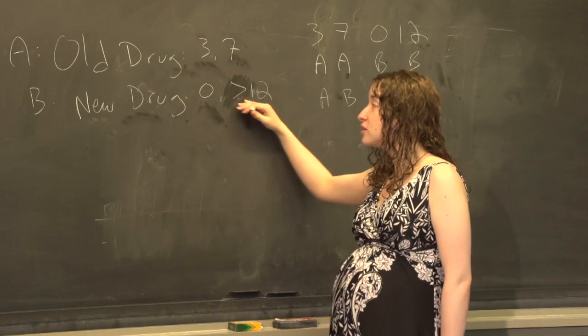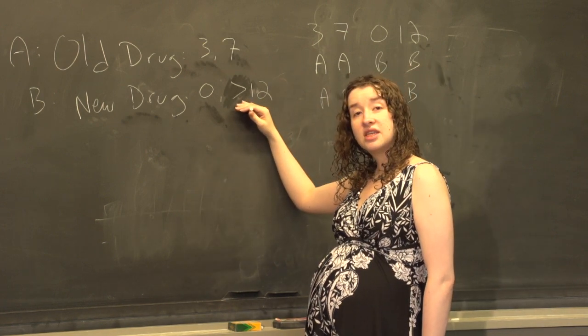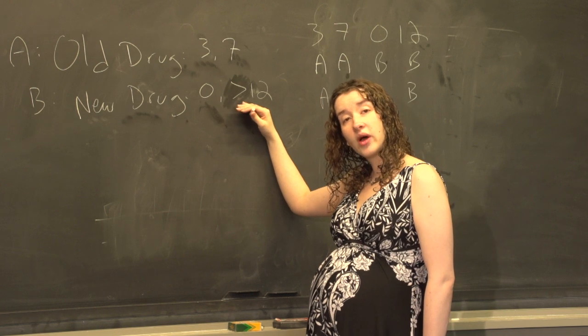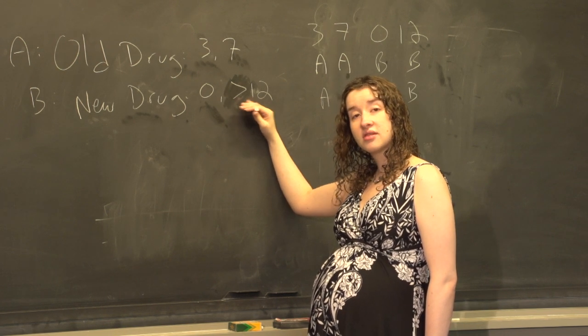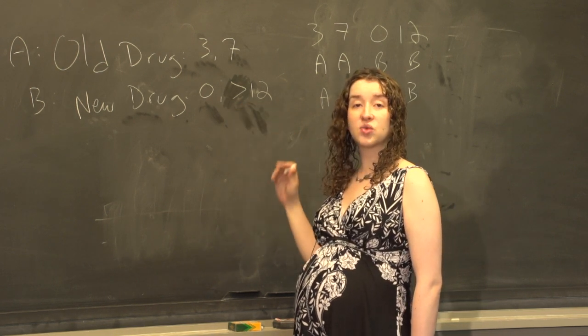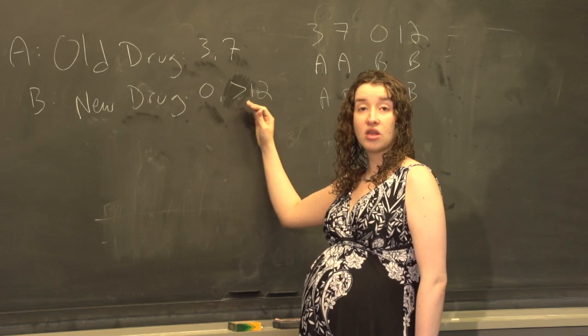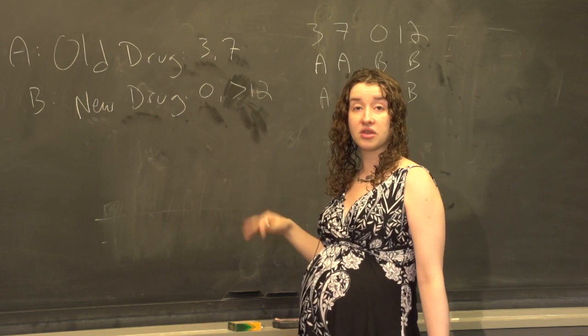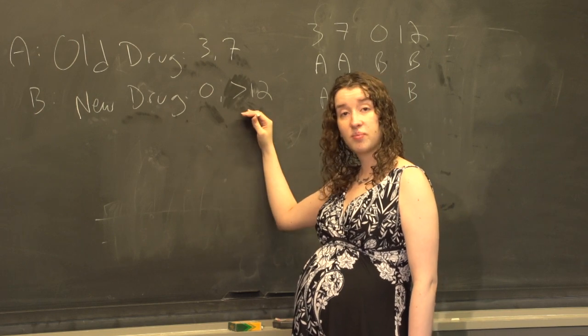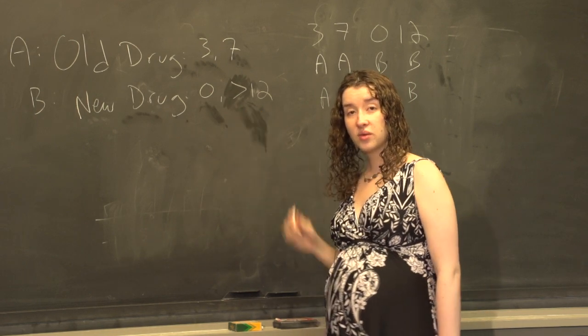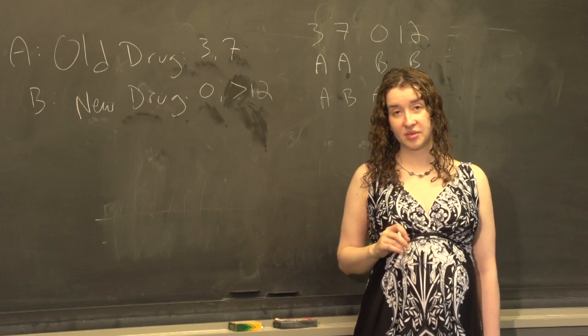So in particular, suppose this person right here didn't necessarily live for exactly 12 months, but rather this person lived for at least 12 months. When the study ended, the person was still alive. So all we know about this person's outcome, the number of months they live, is that it's bigger than 12. What are we going to do? Let's think about that for a moment.